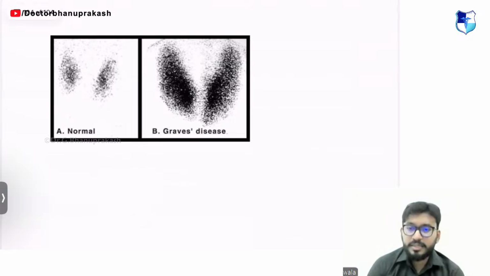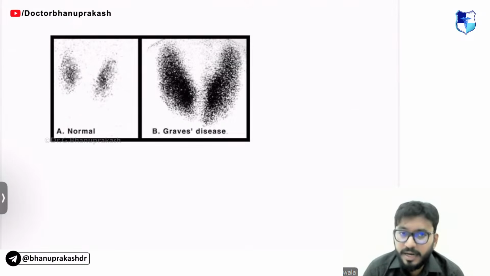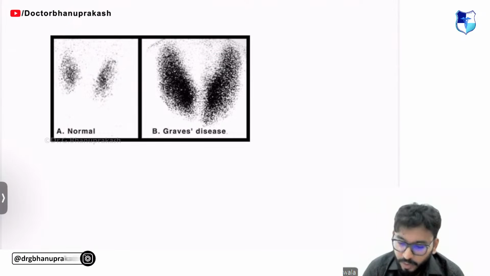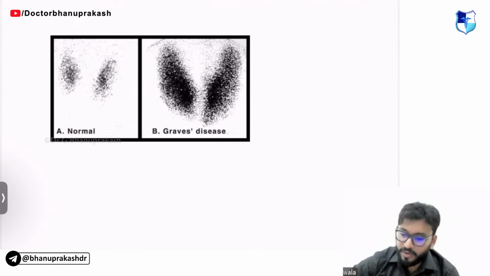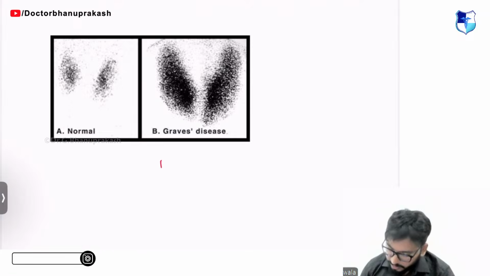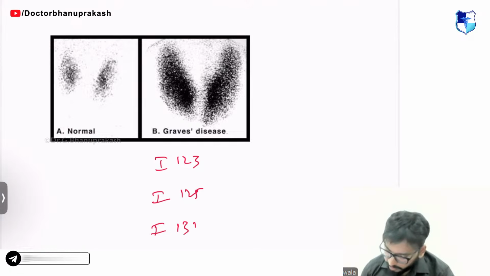The last image of the day, guys. This is an iodine scan. Do you know what are the isotopes of iodine? Remember, iodine 123, iodine 125, iodine 131.